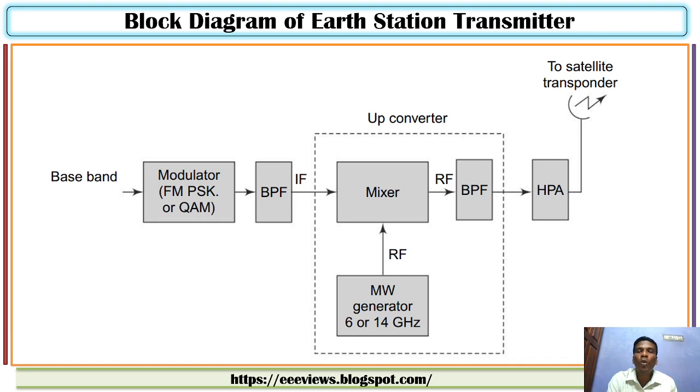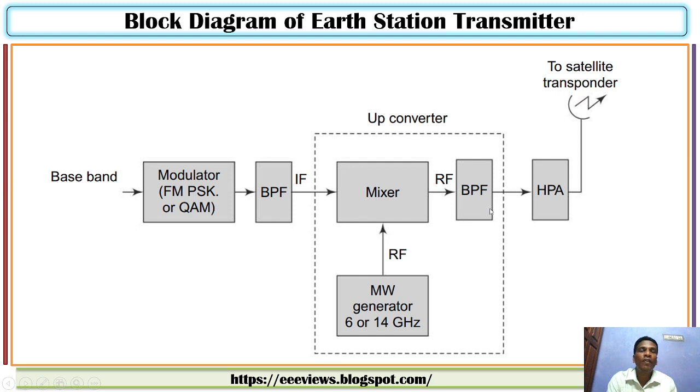Then we need to process this information. It will be encrypted, then modulated, using PSK, phase shift keying, or quadrature amplitude modulation. Then it is given to the up converter. When you give it to the up converter, the signal will be in the intermediate frequency range. But for satellite we are using radio frequency, so we need to convert the intermediate frequency into radio frequency. That is happening in this up converter.